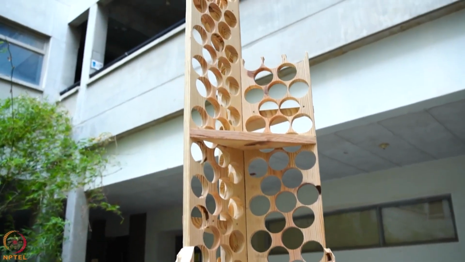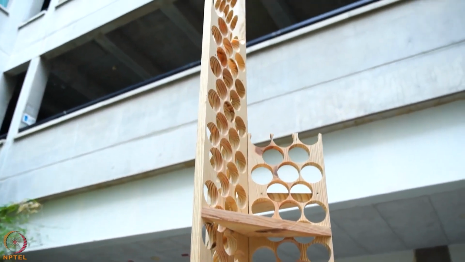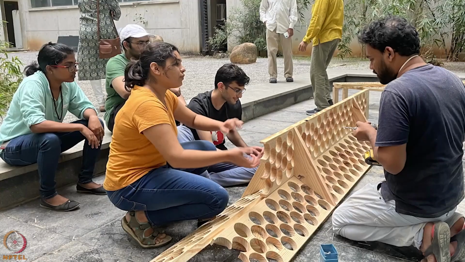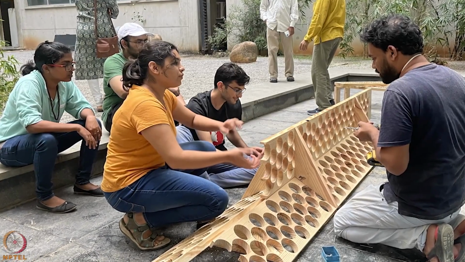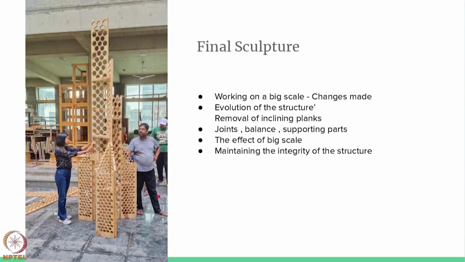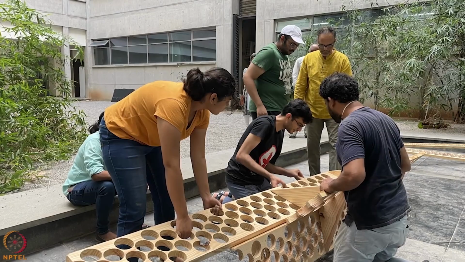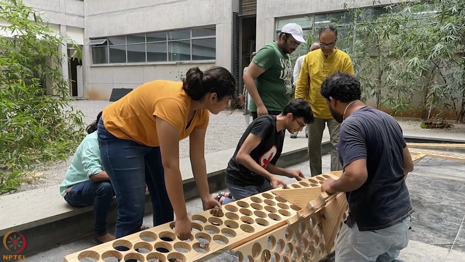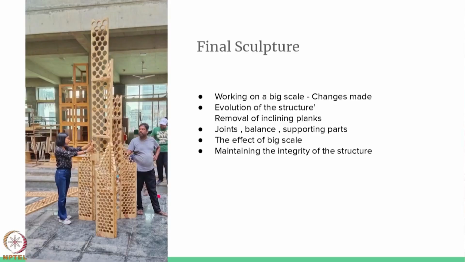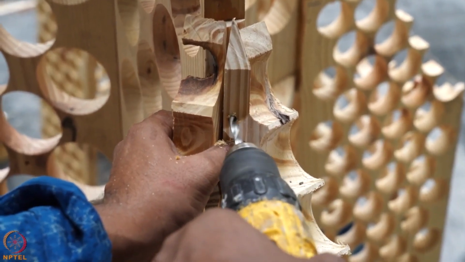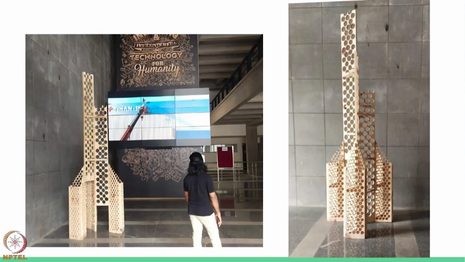I understood from this that the scale is very important. What we see on a small cardboard model necessarily won't be represented at the large scale. So we had to make small changes. We had to eliminate the planks that were there, and we understood how it's supposed to be joined. We added small structures to keep the radiating planks in place, as well as small triangles for support. And it also changes the effect of the big scale.